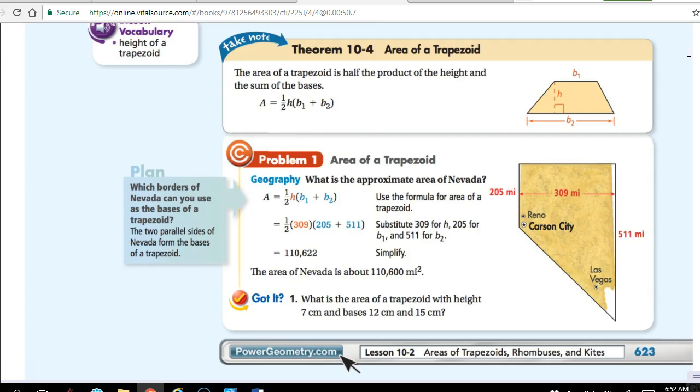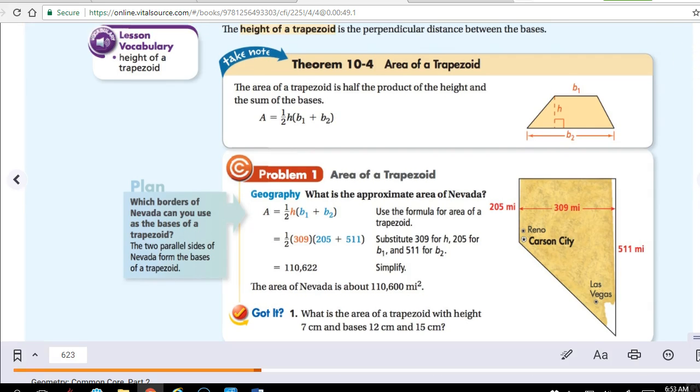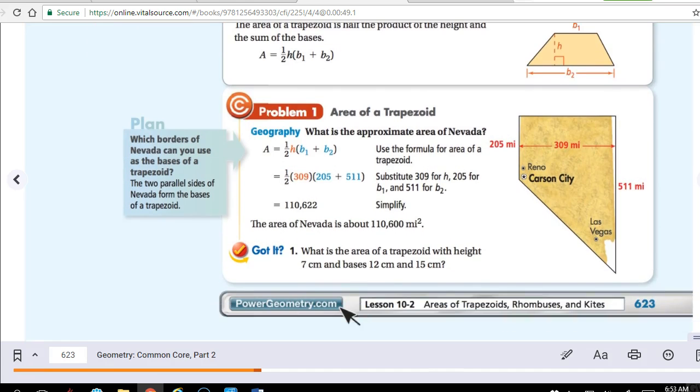And then it's base 1 plus base 2. And that, again, is your two parallel sides. Even if it were sideways, like this one down here is going to be, then those are still the parallel sides. So that would be your base 1 and base 2, just like in this explanation, where base 1 is here and base 2 is here.